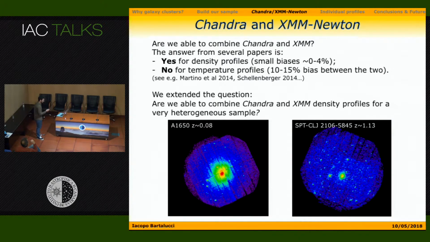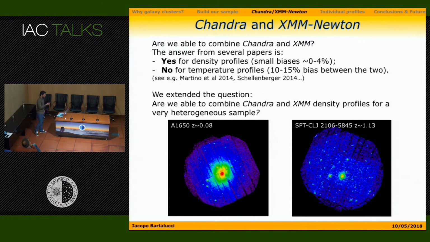Now, the answer from several papers, if you look in the literature, is that you can combine Chandra and XMM-Newton for density profile, because it's a flux rate and you have small differences of the order of a few percent, and you can't for temperature profile, because there is a bias of 10-15% between the two instruments.